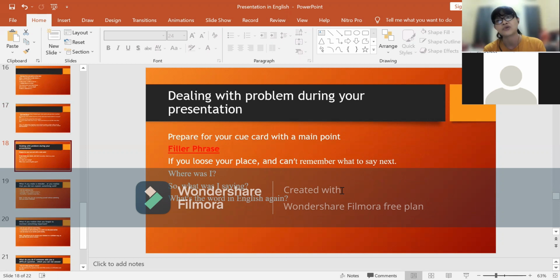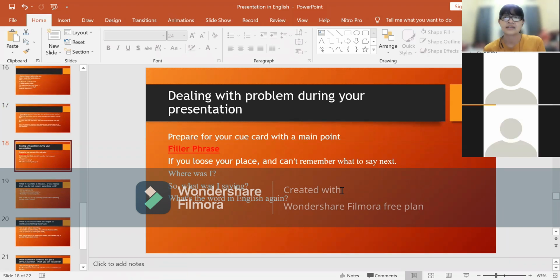If you are standing in front of the audience in a big forum and you have a chance to speak on behalf of your company, before that you need to prepare the cue card, to remind you to stick with the points you will be delivering in the presentation.